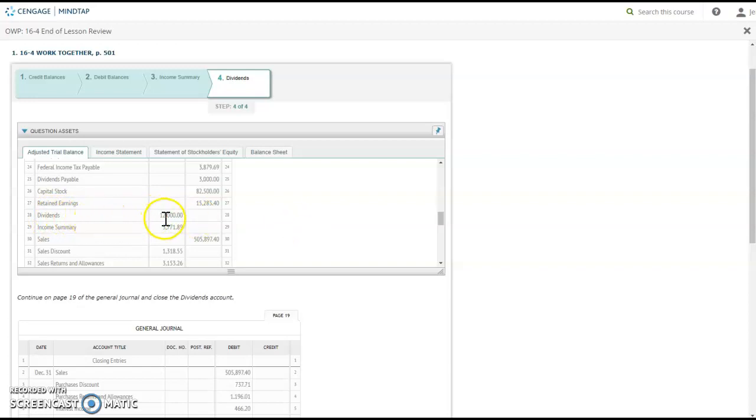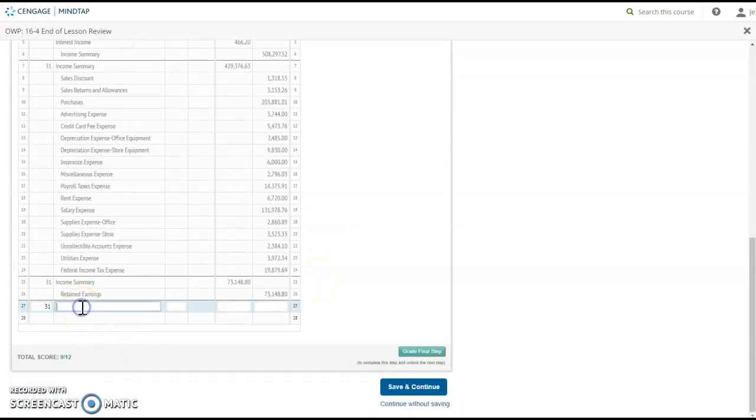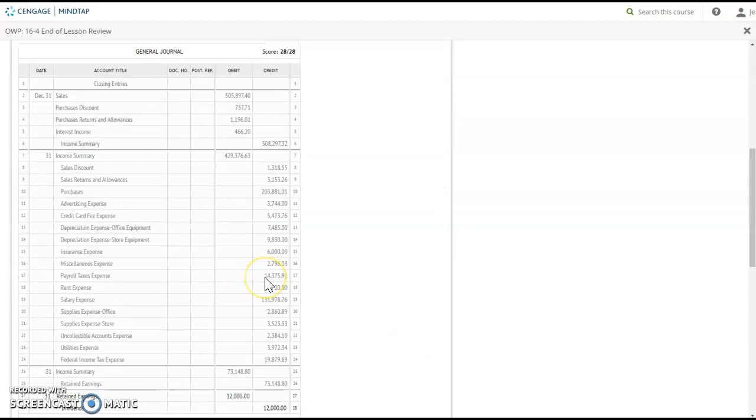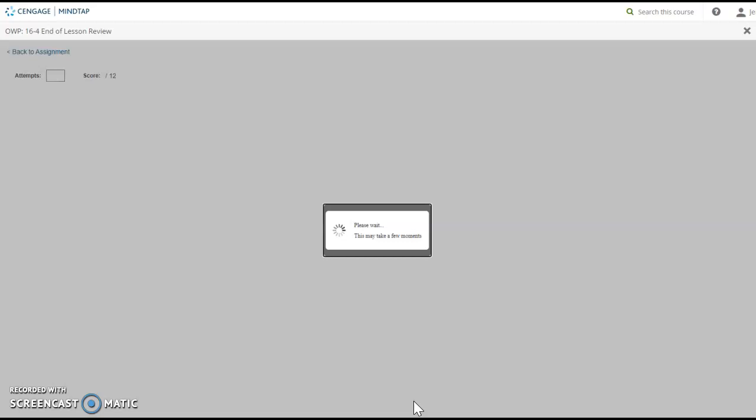So dividends has a debit balance, so to close that account, we would credit that account. We are going to debit our retained earnings for $12,000 and then credit our dividends to close that account. Okay, I'm going to grade my final step. And those are my 4 closing entries. You can now go on to 6-4 on your own.